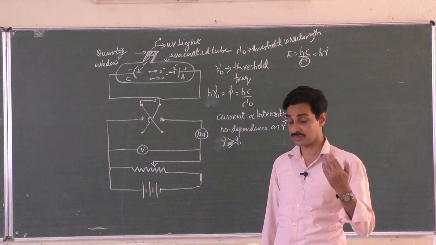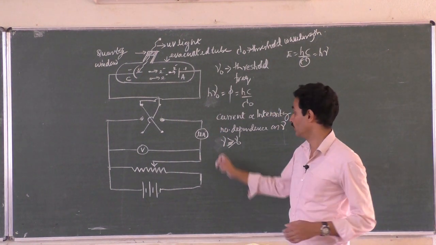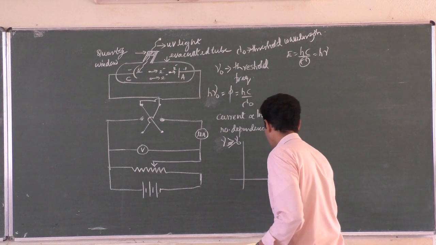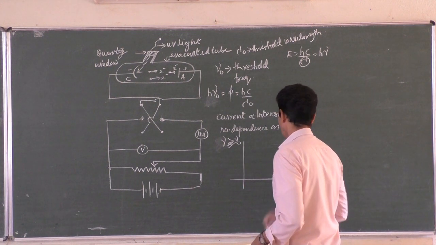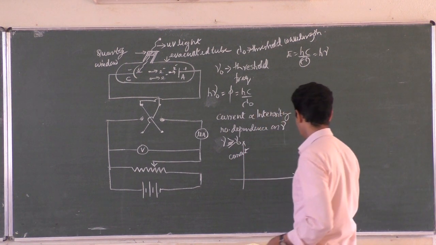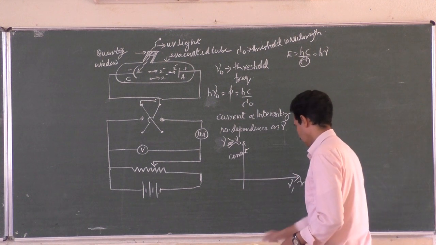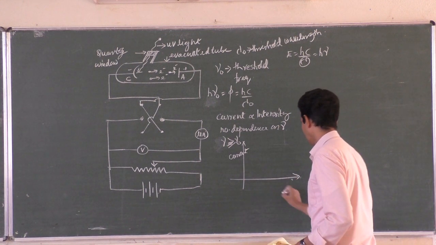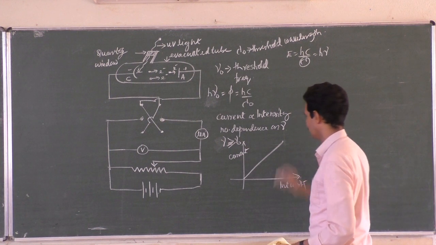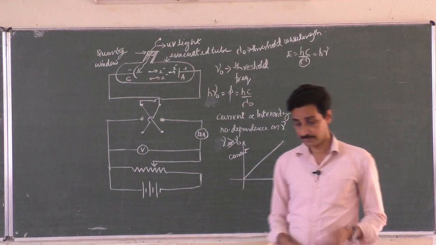But if the intensity is increased, photoelectric current increases from there onwards. But if you increase the frequency, photoelectric current doesn't increase. So, if you draw a graph of photoelectric current versus frequency nu, and photoelectric current versus intensity of incident light, you get a graph starting from zero. That you know. That is another conclusion.